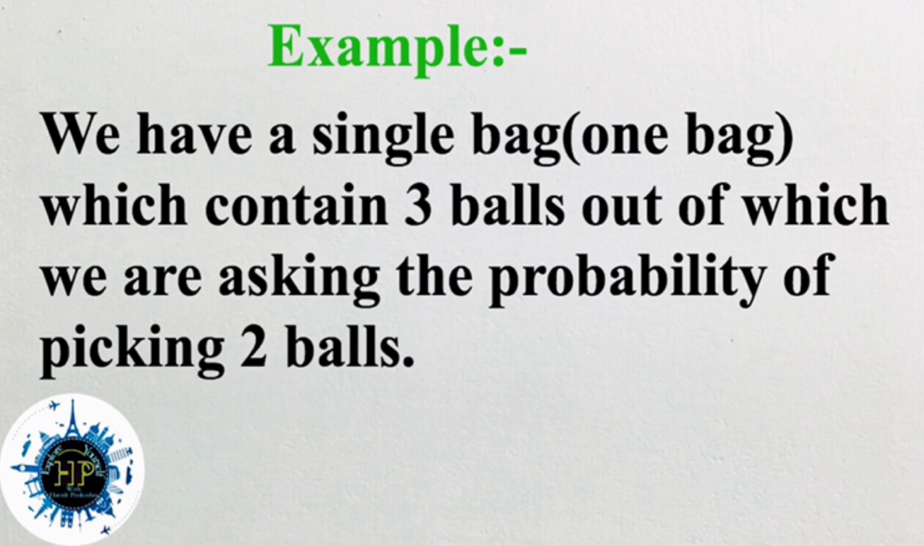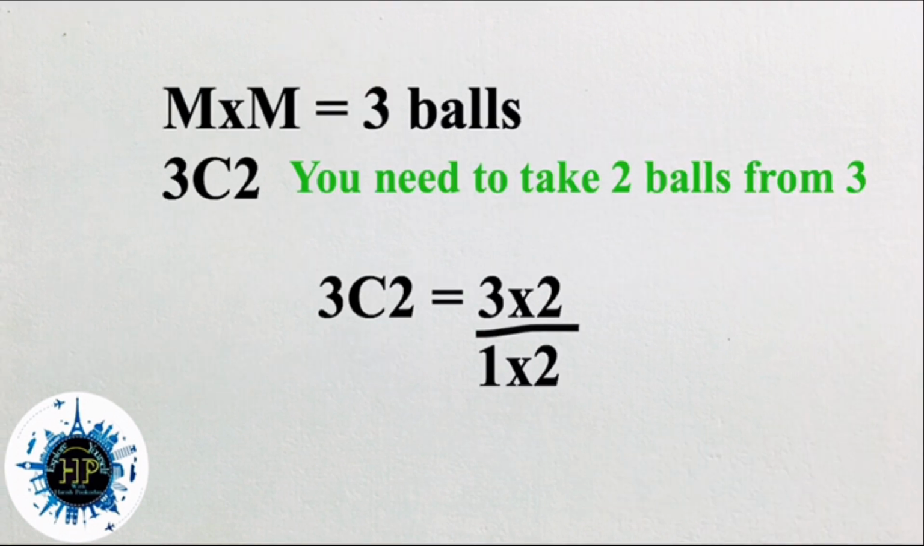If you don't know the formula, we know something from the question: a maximum of 3 balls are there and you need to take 2 balls. That means 2 shows the number of times this has to be reduced. So we can write it like this, 3C2. The maximum number of balls is 3. C2 means 2 shows the number of times this has to be reduced. That is 3C2, which is equal to 3 into 2 divided by 1 into 2. That is a simple way to solve this problem.